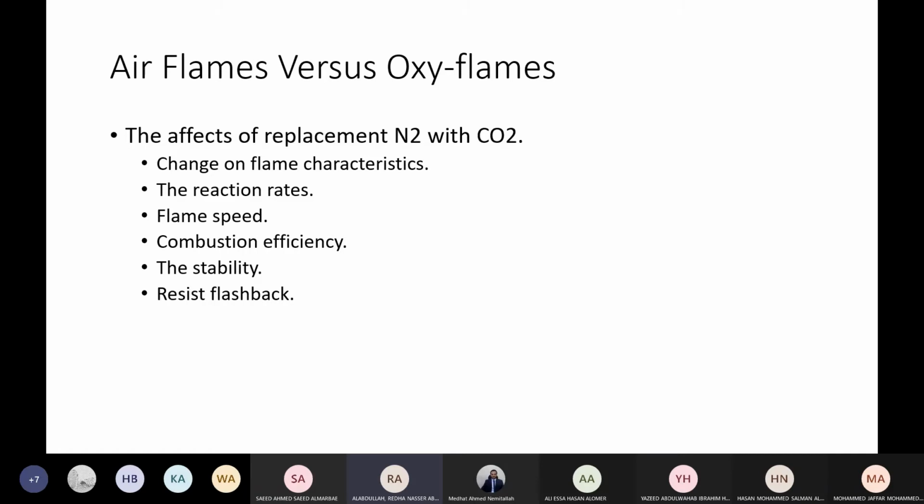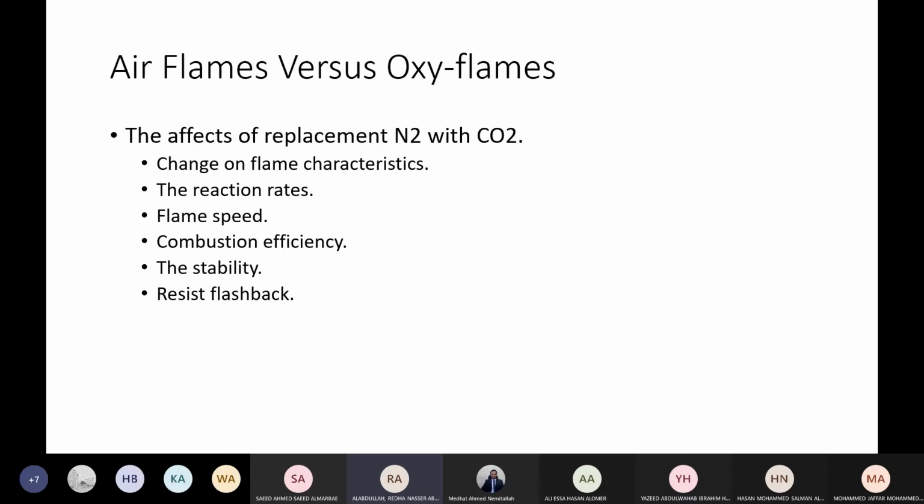Consequently, oxy-fuel flames have a narrow stability window compared to air-fuel flames. The reduced stability of oxy-fuel flames is due to the larger heat capacity of CO2 compared to nitrogen, which reduces the flame temperature and burning velocity. The retarded kinetics and lower burning velocity of CO2 flames allow them to resist flashback better than nitrogen.